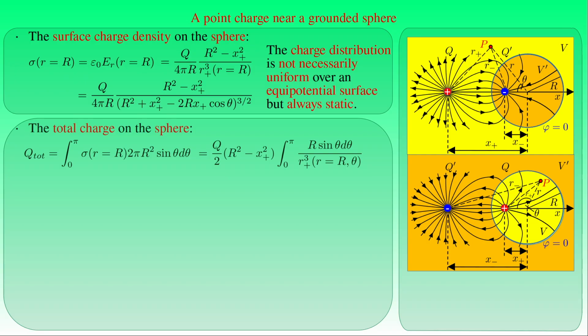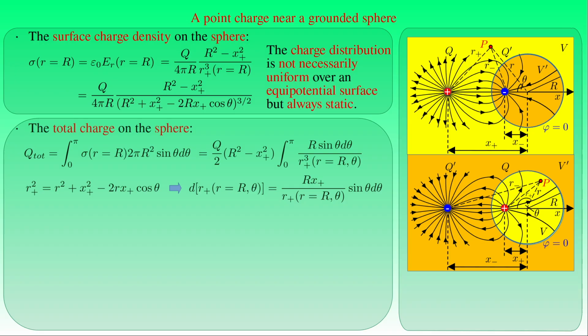As the figures illustrating the two cases show, the square of R sub plus is equal to R squared plus x sub plus squared minus 2 times R times x sub plus times cosine theta. The differential of R sub plus evaluated at capital R is therefore given by capital R times x sub plus over R sub plus evaluated at capital R, times sine theta times d theta.